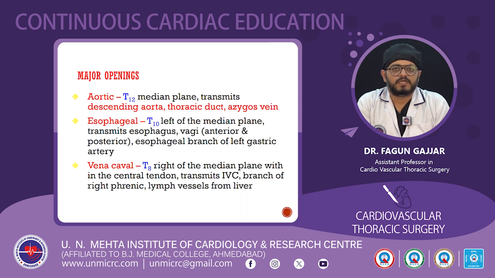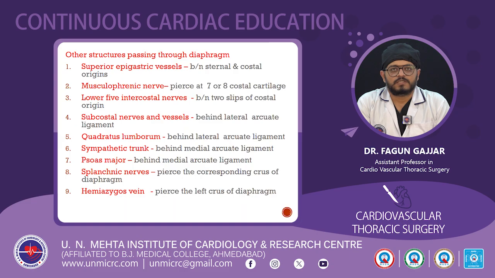And lastly is the vena cava opening, which lies at the T8 level to the right of the median plane within the central tendon. It transmits the IVC, branches of the right phrenic nerve, and lymph vessels from the liver. The other structures passing through the diaphragm are the superior epigastric vessels between the sternal and the costal origins, and the musculophrenic nerve, which pierces at the 7th or 8th costal cartilage.